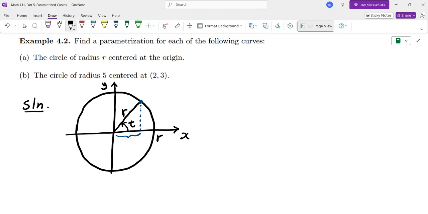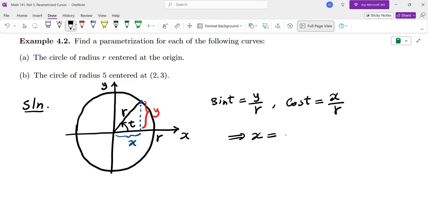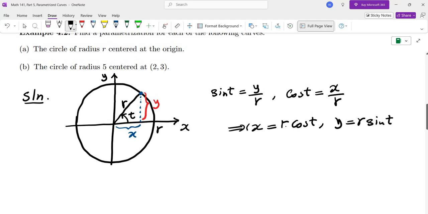If you look at this triangle, we have sine of t is opposite, which is right here, y, divided by hypotenuse. And cosine of t is adjacent, which is x, divided by hypotenuse. So that tells us that x is equal to r cosine of t and y is equal to r sine of t. And this parametrization must come along with the limits of the parameter, and this is part A. So what are the limits of t? If we want to traverse the circle once, then the limits of t would be from 0 to 2 pi.